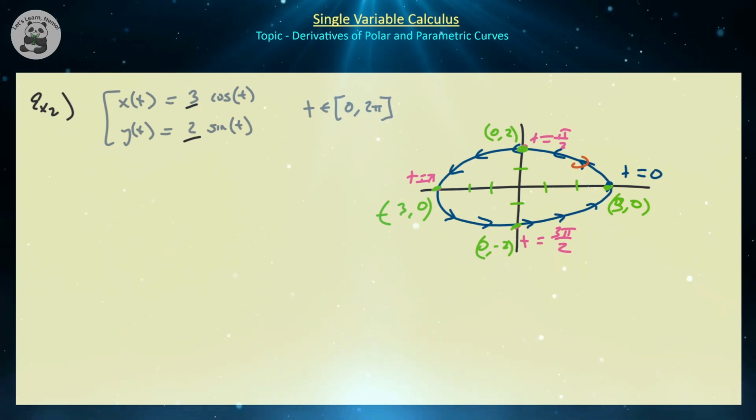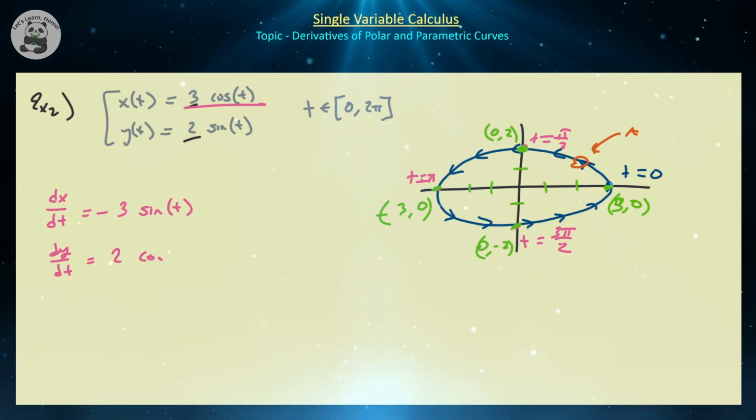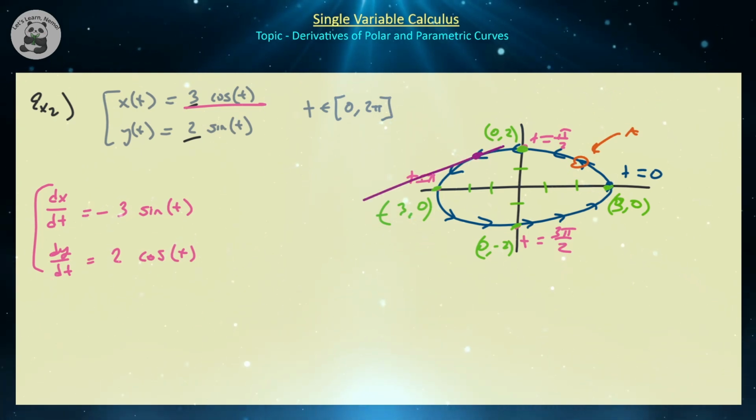So if I were to pick this point right here, and let's call that point A, obviously we're moving up, so dy dt would be positive, and we're moving to the left, so dx dt would be negative. So what would those expressions be? So dx dt, if we just differentiate that with respect to t, that's going to be equal to minus 3 sine of t, and dy dt will be equal to 2 cosine of t. Right? And that's going to tell you how x and y are changing at all times t. So what if I'm interested in, for example, how is y changing with respect to x?